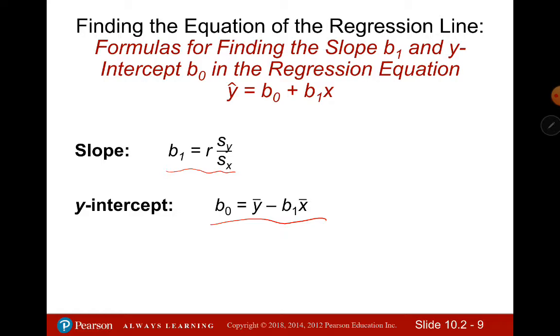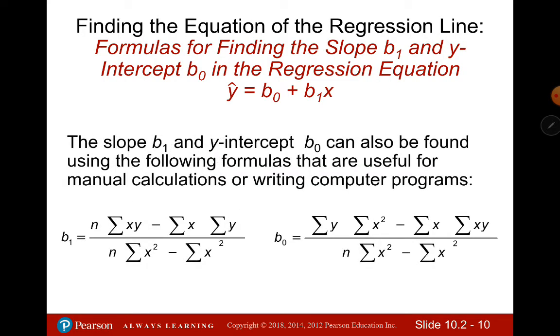But when you check these two formulas, you will find it's not easy, right? Every time we need to get the standard deviation for x and the standard deviation for y. And we also need to get the answer based on r. After we get b1, we could use the mean value of x, the mean value of y, and the value of b1 to get b0. So this one is not easy to calculate.